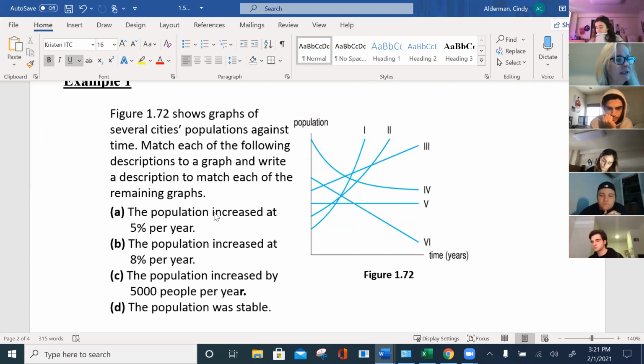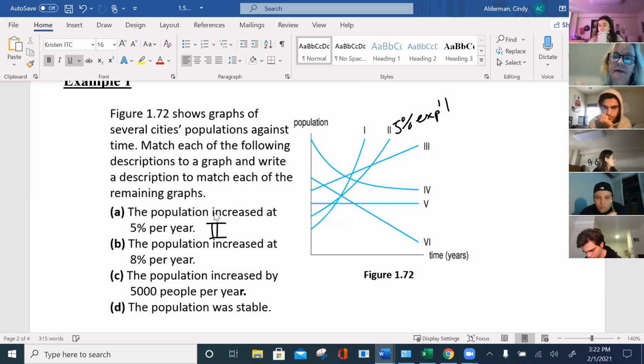Okay, so what do you guys think for A? Which graph looks like it might be A? 2. Is correct. So here's 2, and 2 is 5%. And this is exponential. Now, that would be this graph right here.